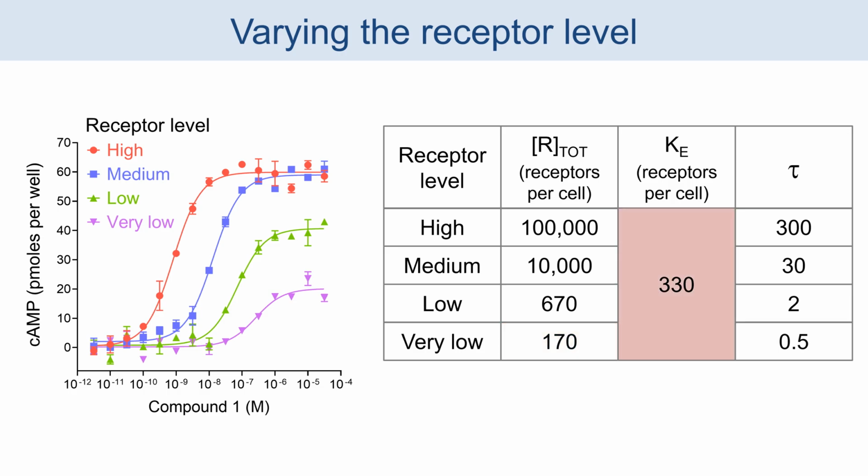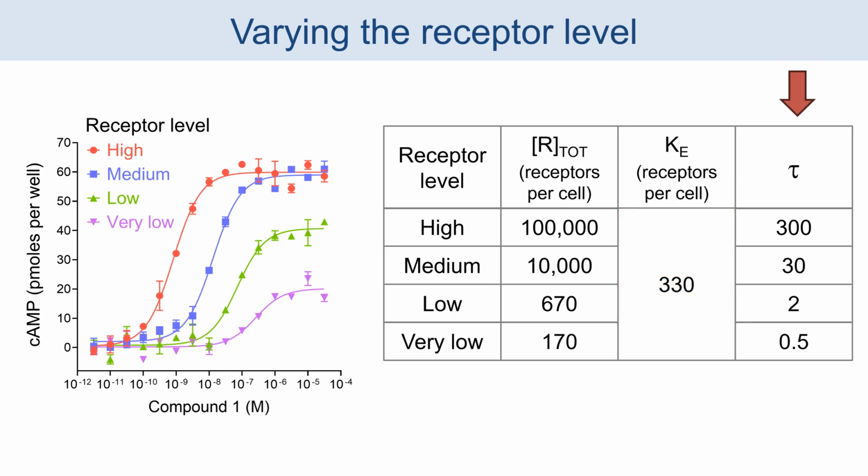Here is the Ke value. The Ke value is the same in all cases because we are using the same agonist to activate the receptor. Remember, Ke is the potency of the agonist-receptor complex for the signal transduction machinery. In this case, the Ke value is 330 receptors per cell. We will look into Ke more on the next slide.